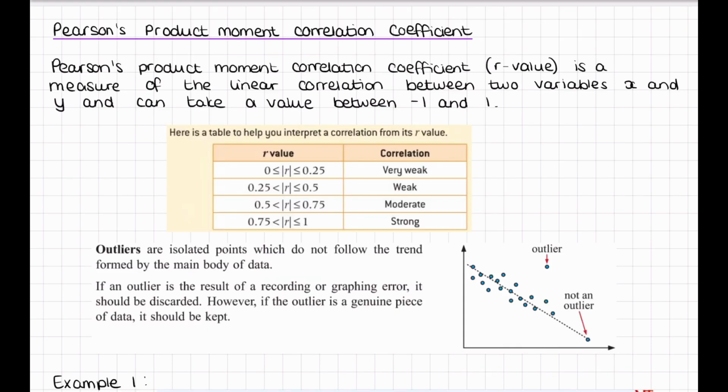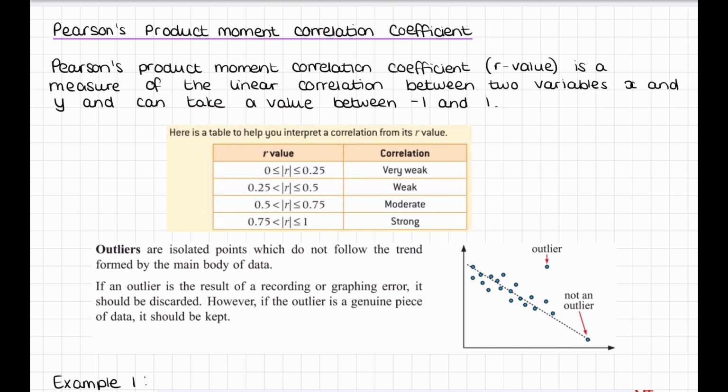Pearson's product moment correlation coefficient, which is also known as the R value, is a measure of the linear correlation between two variables, x and y, and it can take a value between -1 and 1. I've got just a little table here to help interpret the correlation from the R value. So anything between 0 and 0.25, whether it is positive or negative, because in the middle here we've got the absolute value of R, which means we're looking at the positive or negative of these values, will be classed as very weak. Between 0.25 and 0.5, positive or negative, it's classed as weak. Between 0.5 and 0.75, moderate, and then 0.75 to 1 would be strong.